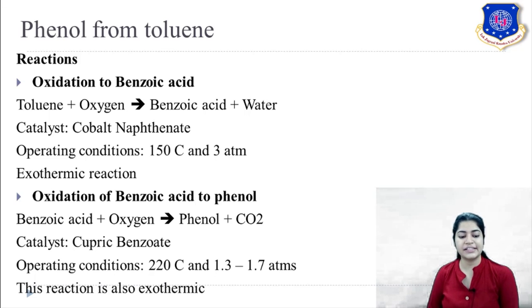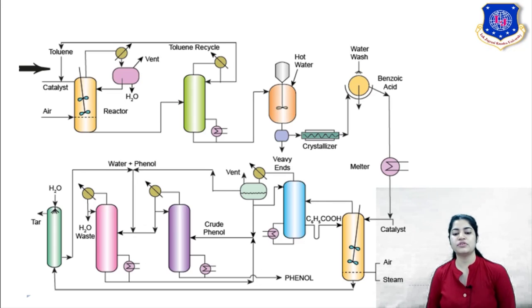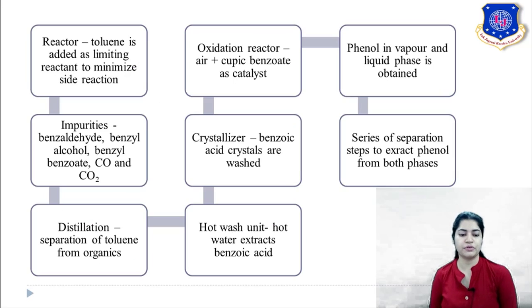Now the catalyst here is cupric benzoate. Operating condition is what? The temperature is about 220 degrees Celsius and the pressure is about 1.3 to 1.7 atm. Again, this reaction is also exothermic in nature. So the process flow diagram is given this way, right? So let's move forward to the process.